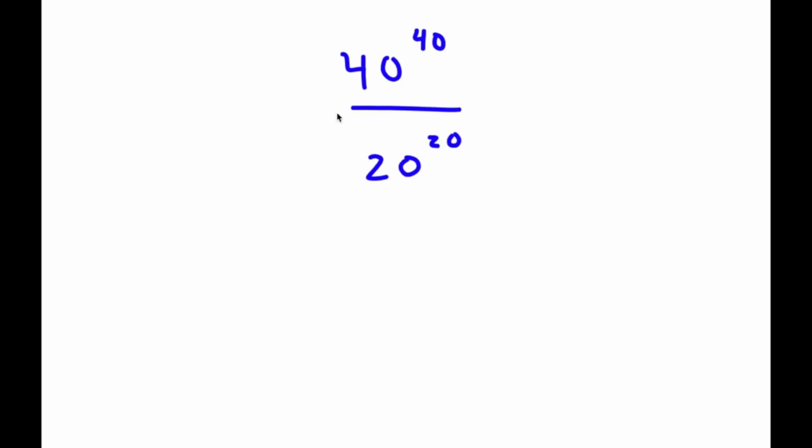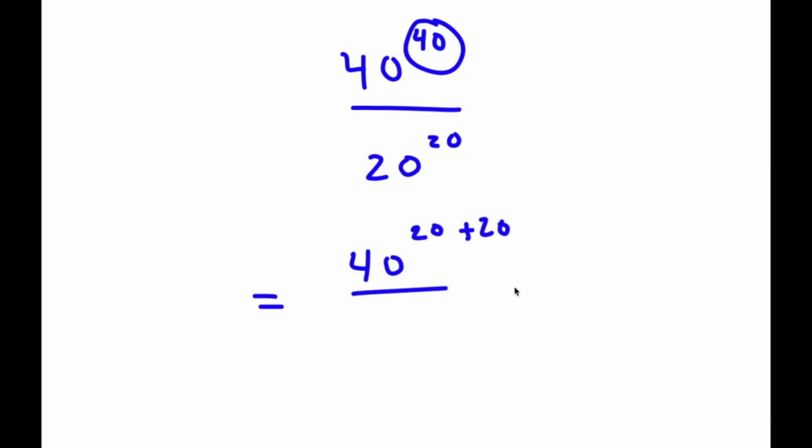Alright, so in this problem, I have 40 to the power of 40 over 20 to the power of 20. So first off, I'm going to rewrite my exponent 40 here as 20 plus 20. So now I have 40 to the power of 20 plus 20 over 20 to the power of 20.